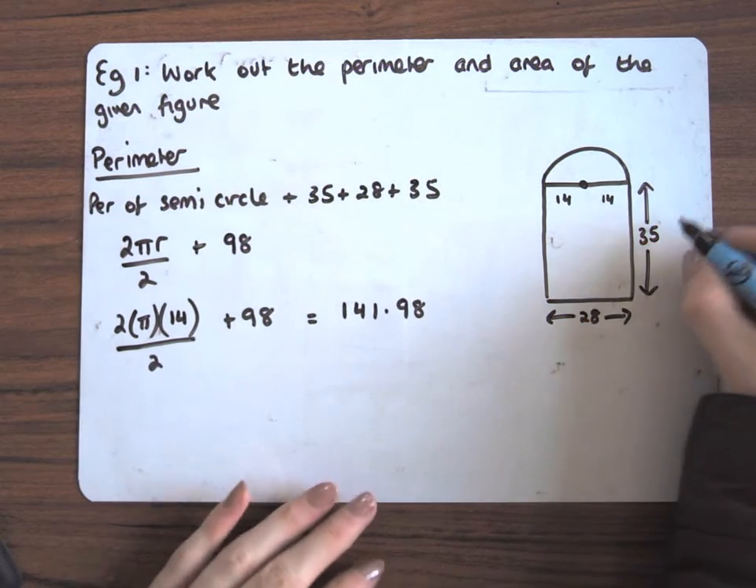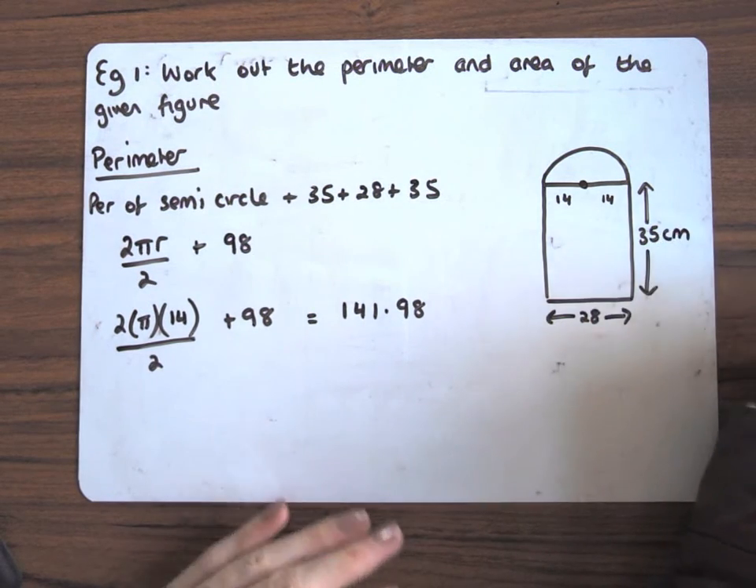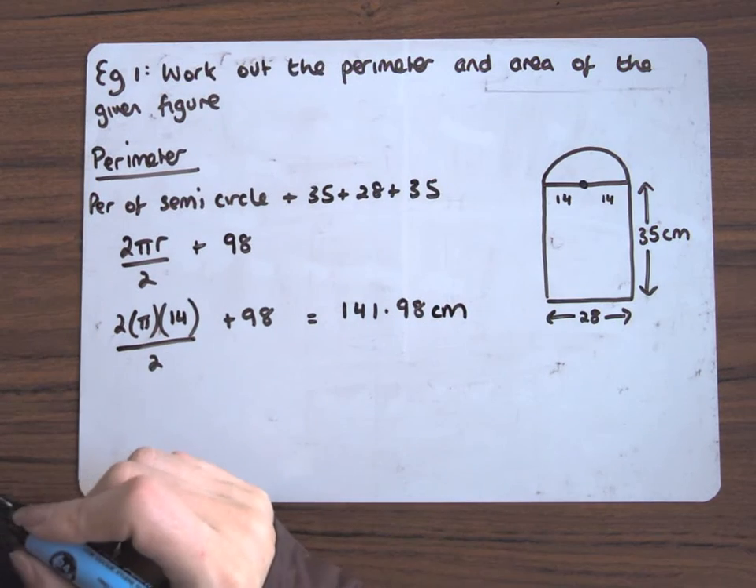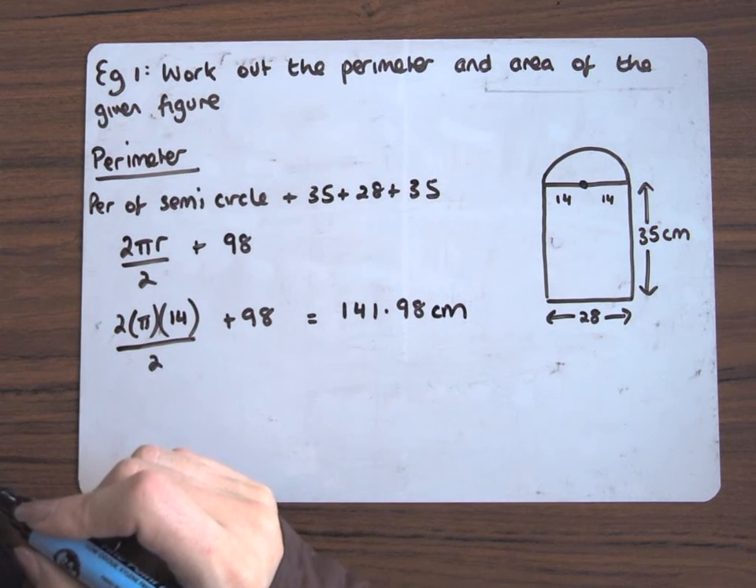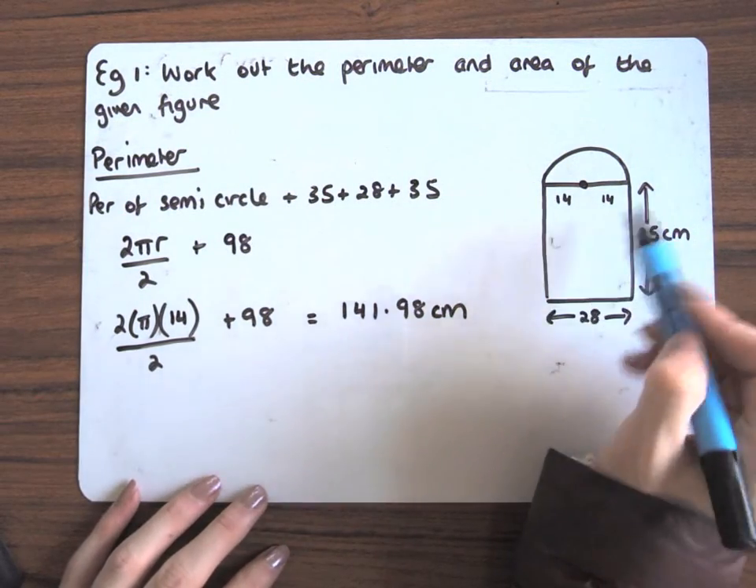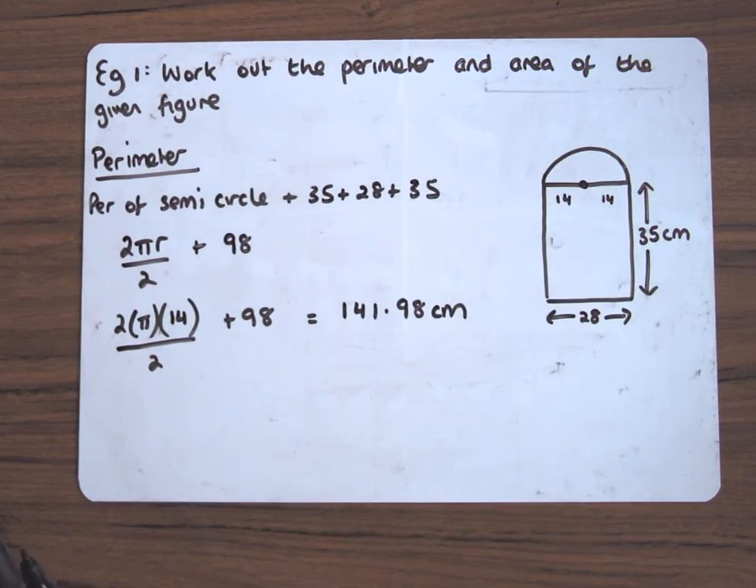Okay. Now, in the question, they did actually give me centimetres. So it's perimeter, my answer would just be centimetres. Why is it being divided by 2? Because it's not a full circle, it's actually a semicircle, isn't it? Is that all right for that one? That's perimeter. Any questions? Yeah.